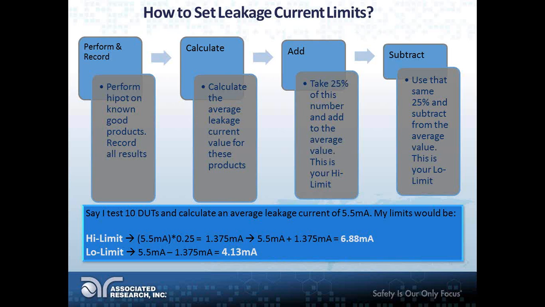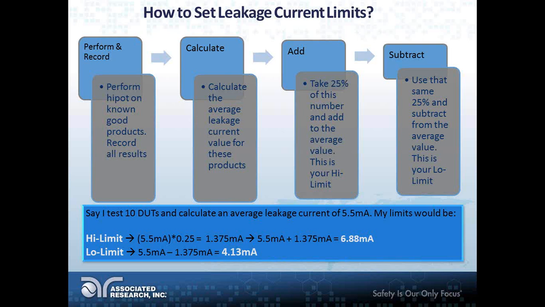Find something in your arsenal that you know to be good, you know to have been constructed solid. If you can, multiples are even better. But perform Hipot testing on these known good samples. And you're going to get a leakage current value from your Hipot tester. Hopefully your Hipot tester has a way of indicating leakage current. Maybe if you have an older school one, it doesn't. In that case, you're probably just dealing with breakdowns anyways, which is fine.